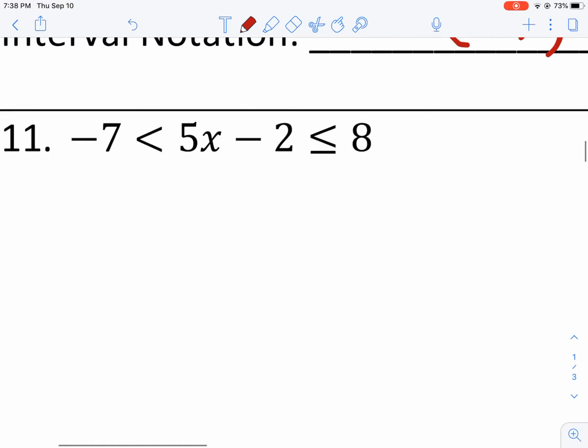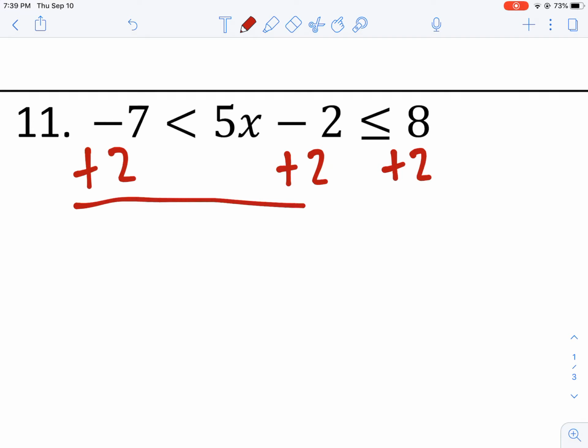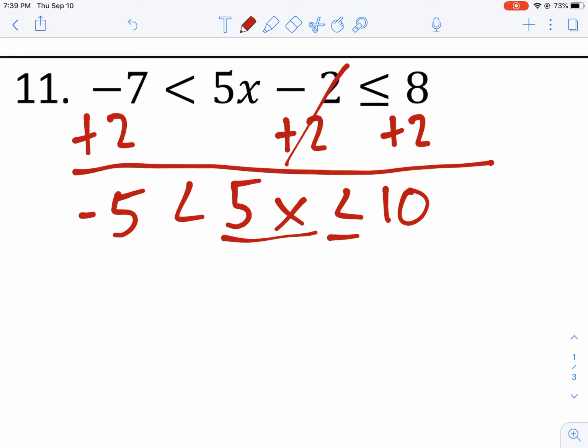Number 11, we have a compound inequality, all right? So we need to solve for x. So we are going to add 2 on both sides. Or not both sides, all 3 sides really. That's negative 5 is less than 5x, which is less than or equal to 10. Now we're going to divide by 5.